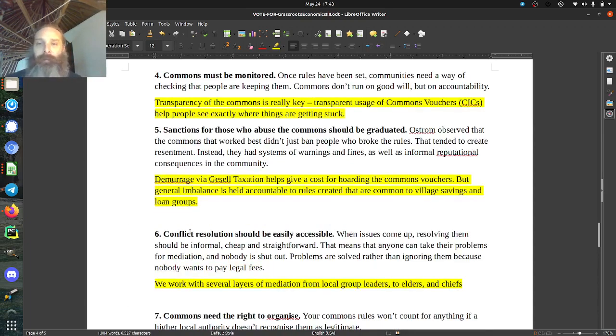Demurrage, sanctions: if you're holding a huge amount of the commons vouchers, you're going to pay a tax on that. So we make it expensive to hold, rather than expensive to transact. The holding taxes encourage flow within the system. That's the point of demurrage. But then also having other kinds of rules and sanctions is super important.